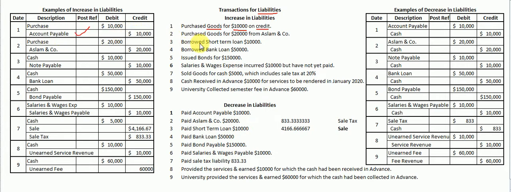صحیح شد؟ خب در مثال دوم ببین: purchase goods for $20,000 from اسلم. حالا یک بار دیگر گودز خرید کرد، از کی خرید؟ از اسلم. اینجا شخص تعیین شده که از او 20,000 خرید. در این مثال هم وقتی گودز خرید کردید باز هم باید پرچیز دبیت کنید. همیشه باید بگیرید اگر از پیریودیک انوینتری سیستم استفاده می‌کنید، هر وقت اجناس می‌خرید باید در پرچیز اکاونت دبیت کنید. به این خاطر در ترانزکشن دوم هم پرچیز اکاونت ما دبیت می‌شود.